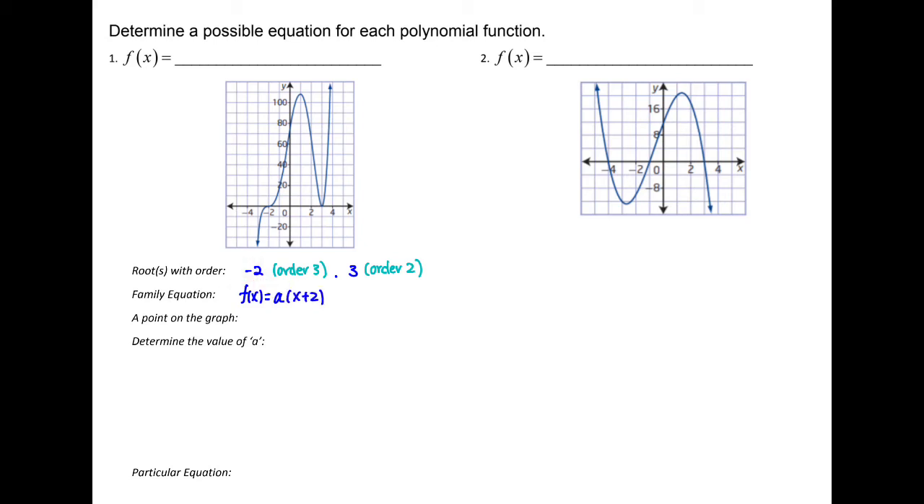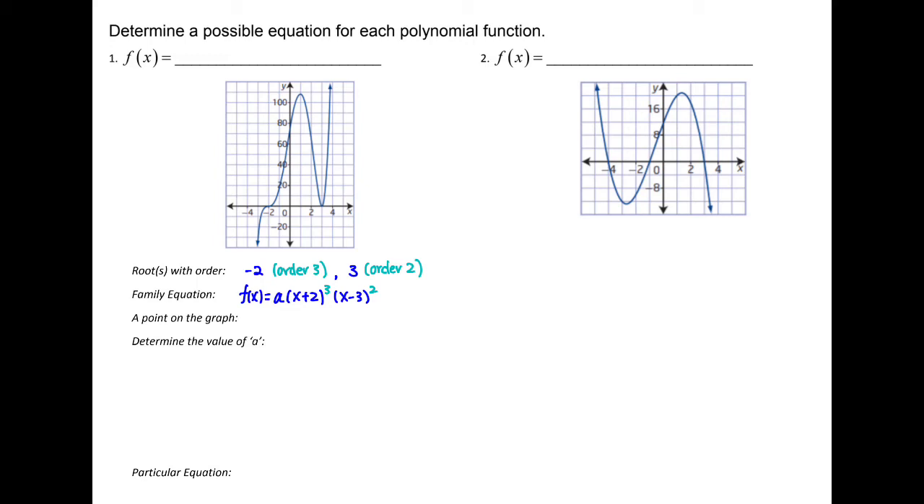Then we can generate the family equation, f(x) equals a times, when x equals -2 means x plus 2 is the factor. Since the order is 3, that means the exponent is 3. Next, the root x equals 3 is generated from the factor x minus 3, and the order is 2, that means the exponent is 2. Now, we have a family equation in factor form.